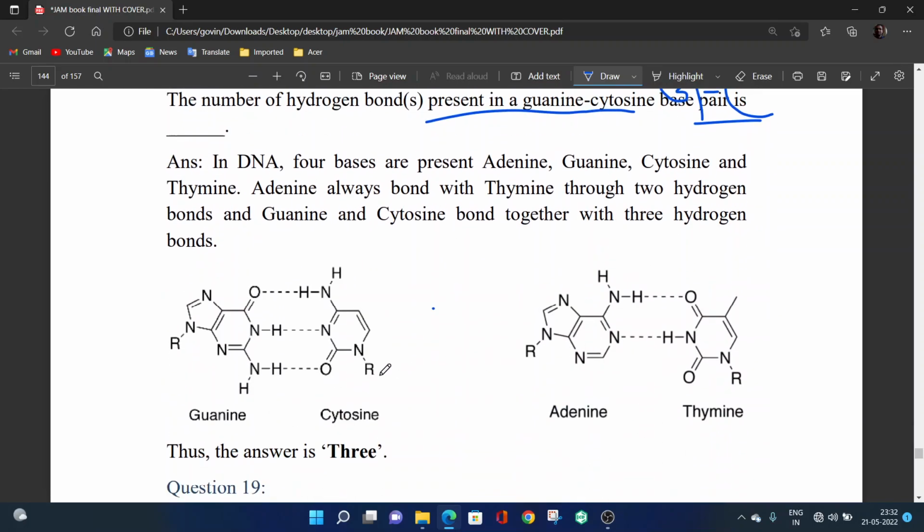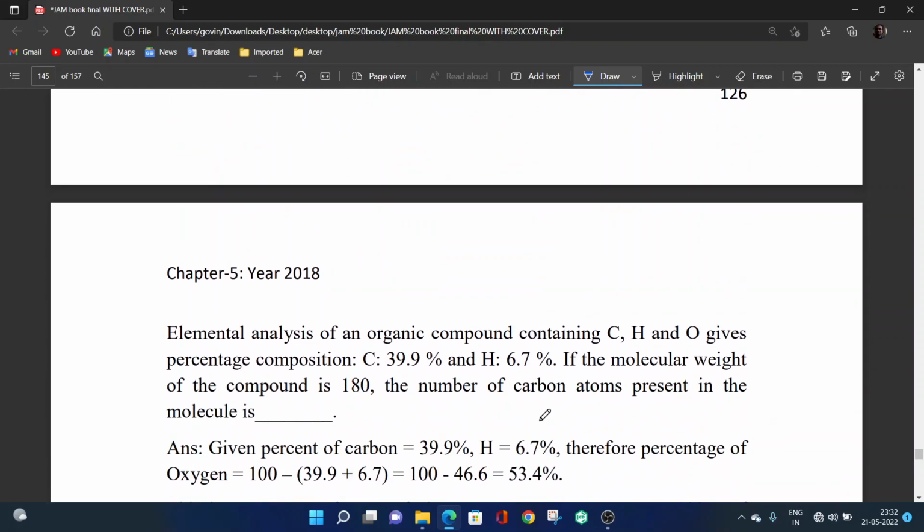If you want, you should see the structure. So G and C, guanine and cytosine, there are 3 hydrogen bondings possible, and adenine and thymine there are 2 hydrogen bondings possible. Next question.